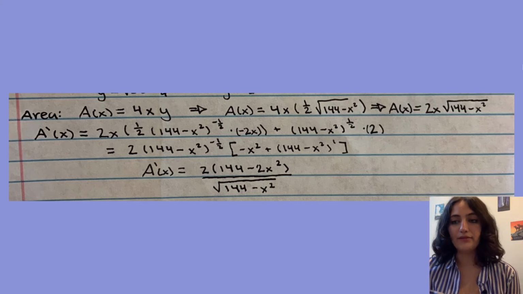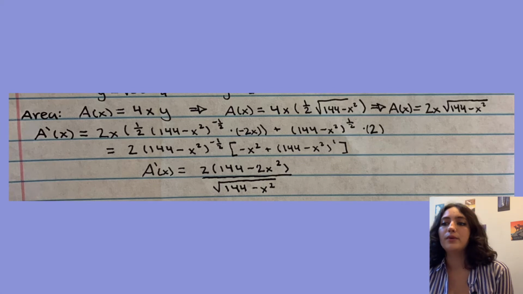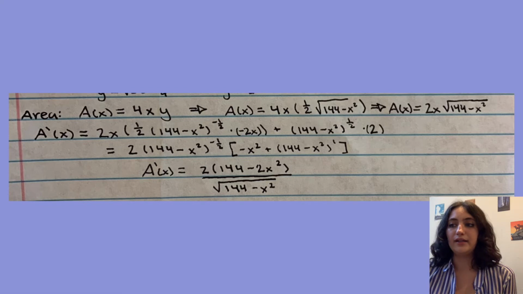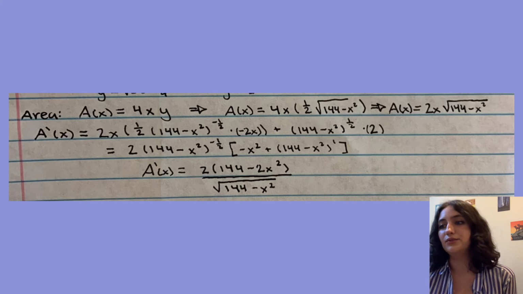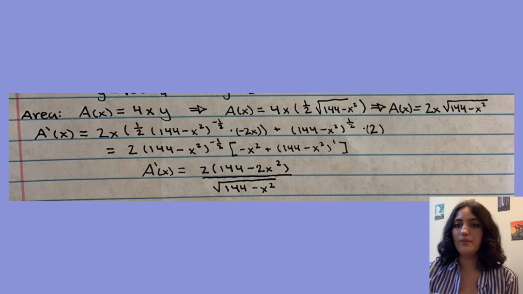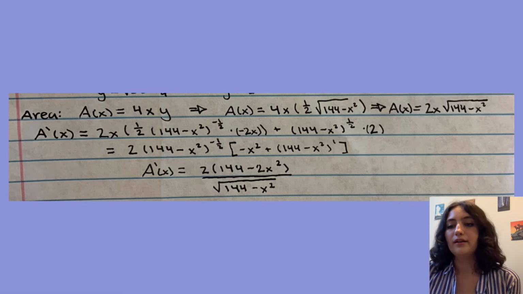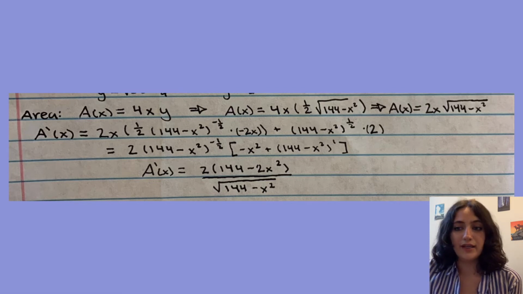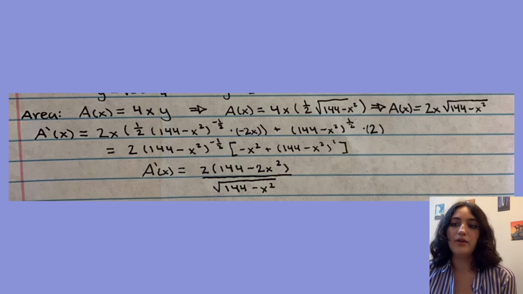We will plug in that y value that we just found into the area equation, which was 4xy, and we want all x variables. So we plug it in and we get area of x is equal to 2x times the square root of 144 minus x squared. And there we want to take the derivative. So as we go through, the derivative of the area is equal to 2 times 144 minus 2x squared over the square root of 144 minus x squared.